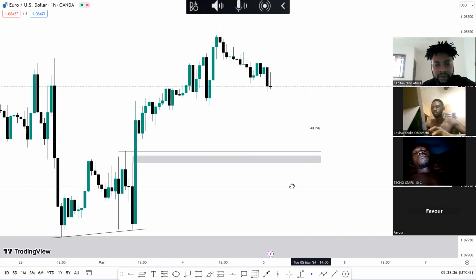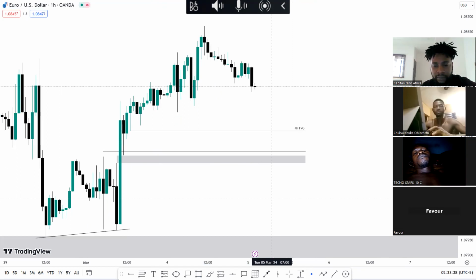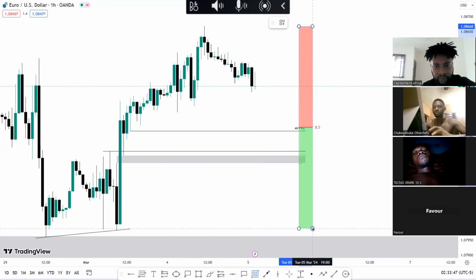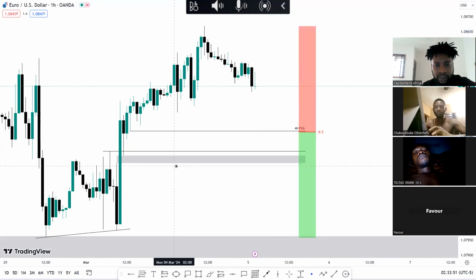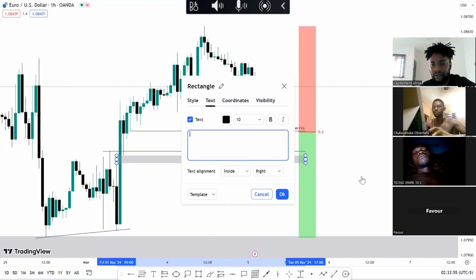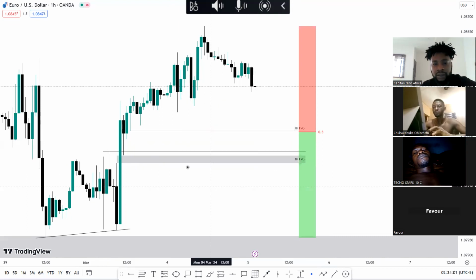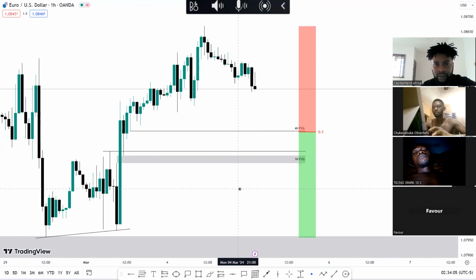I have this tiny 1-hour gap. So this 1-hour gap is right in our discount level, right?